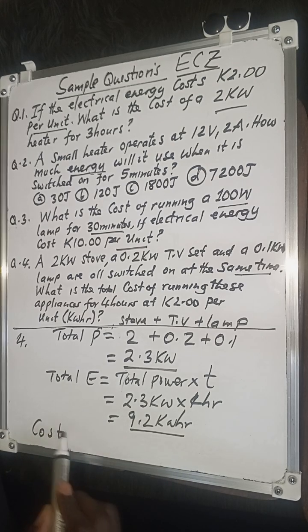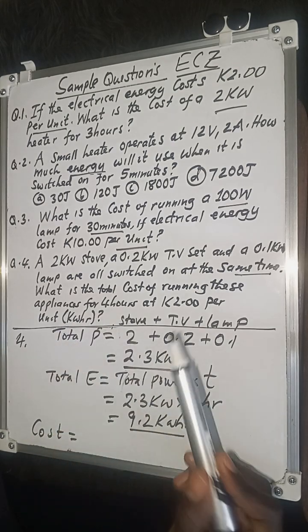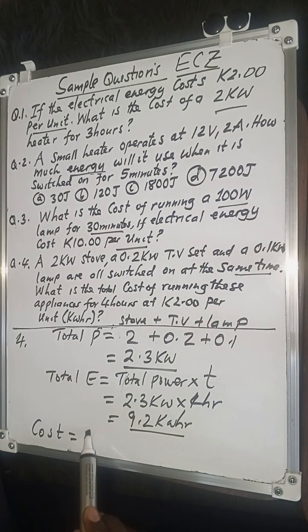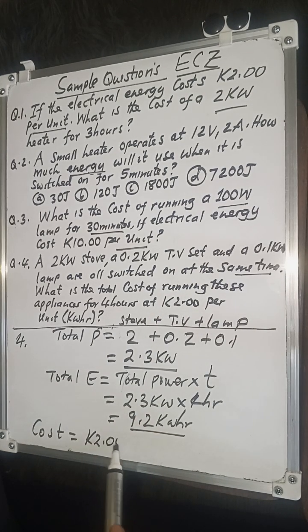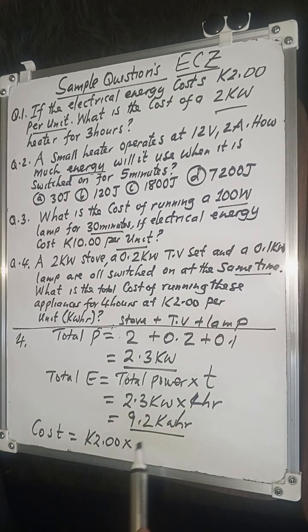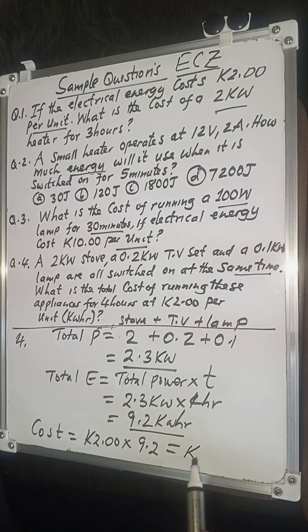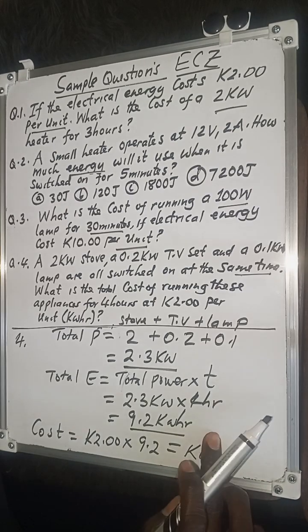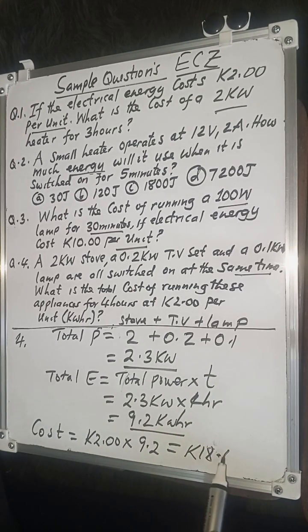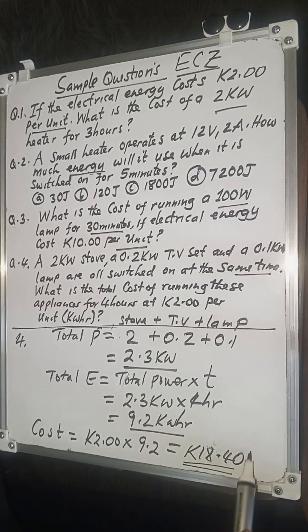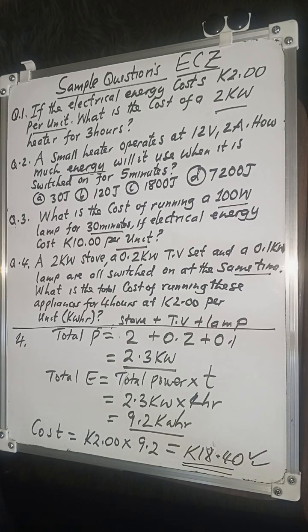Remember, we can now get the cost by saying what is the cost of a unit. A unit was costing what? 2 kwacha. So get the 2 kwacha multiplied by the energy used, which is 9.2 for all the 3 appliances. When you multiply that, the cost is going to give us 18 kwacha. So that's the cost that you are going to find. So basically, that is how you are going to be dealing with such calculations.